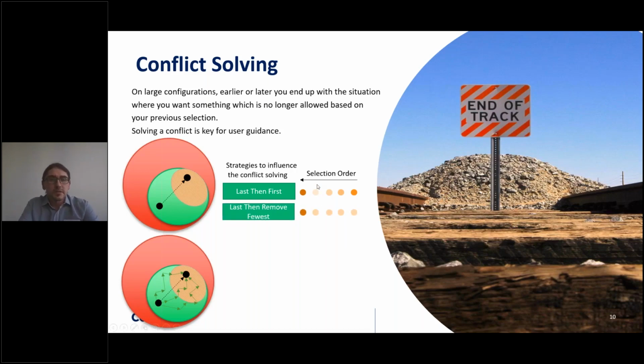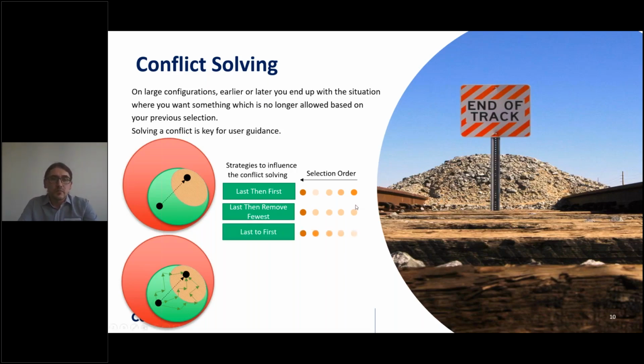The second strategy is to remove as few as possible. So it keeps the last one, that's the most important now. And from the previous selections, it tries to remove as few as possible. So if there is a way to solve it by removing 2 of my assignments and a way to solve it by removing 3 of my assignments, it will pick the one with 2. It could be that among these 2 is one of my most important, but it tries to minimize the impact on my previous selections.